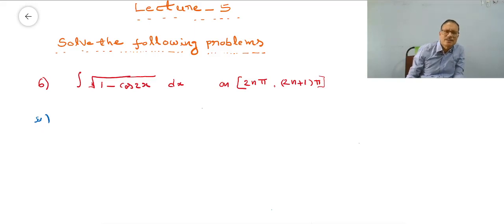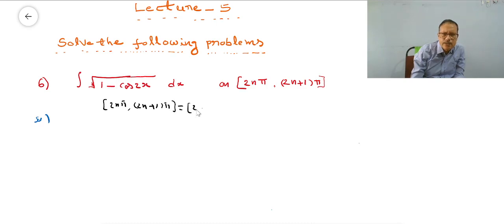So dear students, now I am going to solve some more problems. What is the first problem given? Integral of root of 1 minus cos 2x dx on this interval. What is the given interval? The given interval is 2n pi, comma, 2n plus 1 into pi. This is the given interval, isn't it?